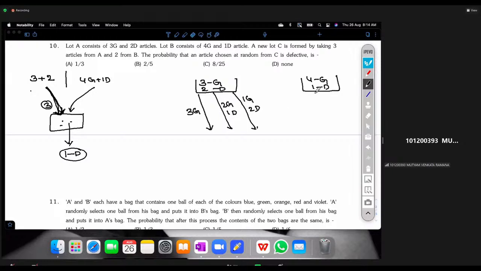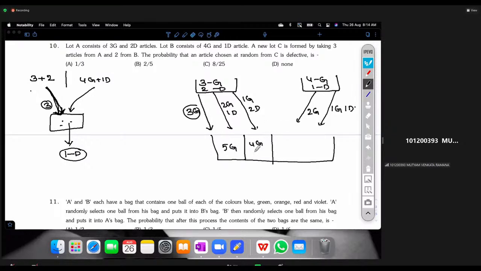Now from here, two articles. I'm doing two genuine, and next one is one genuine, one defective. Okay. So finally, different cases will be there. What happens if I take three genuine, two genuine, five genuine will be there. Now three, so four genuine, one defective. See, look at here. This plus this or this plus this, you will be getting this case.